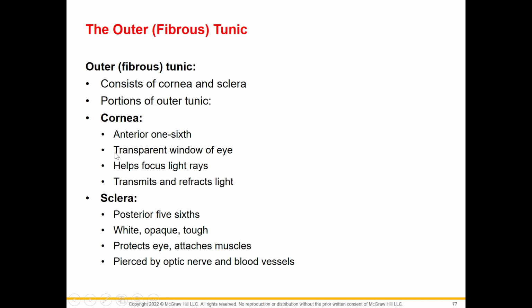The cornea, again, is transparent to allow light to go through it and help the light be focused. And the sclera is the majority of the outside of the eye, and it is white. It is opaque, meaning you cannot see through it. It is thick where you can't see through the whiteness, and it is tough. It protects the eye. It's where your eyeball muscles attach. And the optic nerve goes through the sclera, as well as the blood vessels.